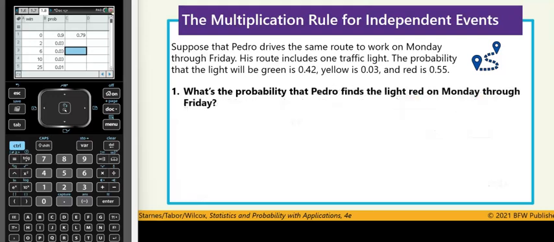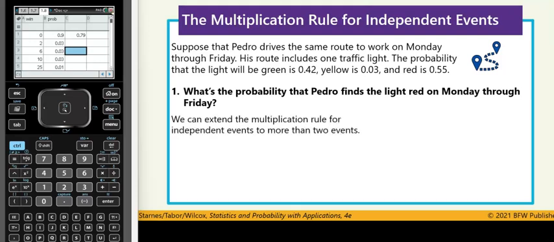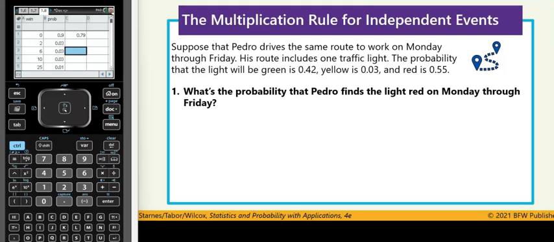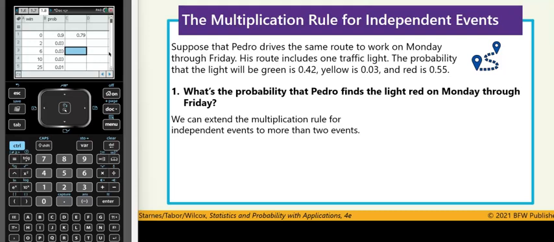What's the probability that Pedro finds the light red on Monday through Friday? So Monday, Tuesday, Wednesday, Thursday, Friday. That's 5 times happening. So you've got 5 things you're going to multiply together. So we can extend this. We want to get red lights every time.